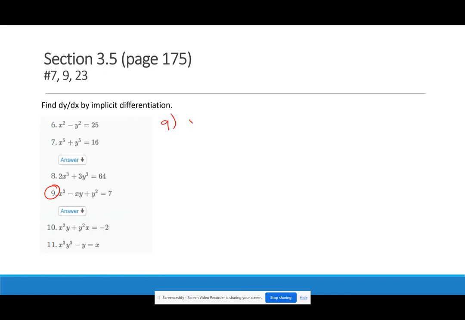So on 9, what's going on here is we have a function, a situation that would be hard to get the y by itself, solving for y, getting y on one side and everything else on the other. So what we're going to do is use implicit differentiation. We're going to be taking the derivative with respect to x. That's what that's there for. So anywhere you have an x, it's going to be just like you expect. Anywhere you have a y, you're going to have that extra little y prime on it.